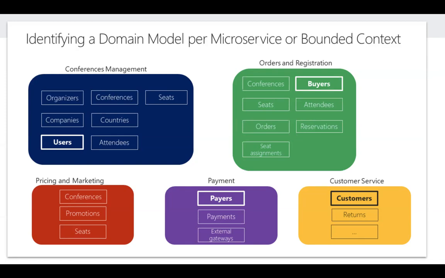But in each bounded context, they're represented differently and they have different behaviors. In the orders and registration, a buyer, we might not care about their email address. That might be a bad example. But maybe in the other bounded context, we do care about their email address. In each bounded context, you will keep the state for that specific entity, how you see fit. So there will be duplication, but that's okay.